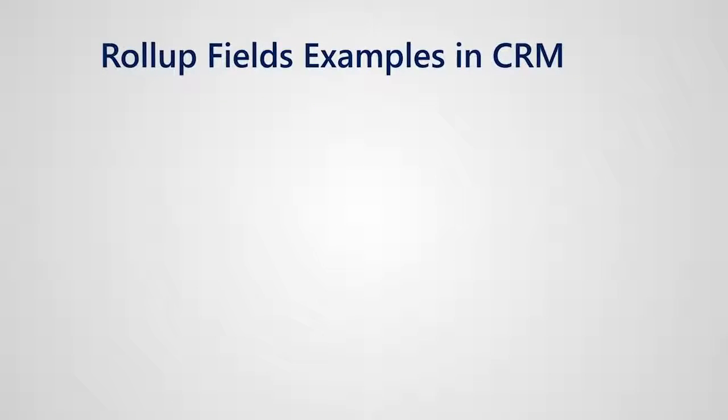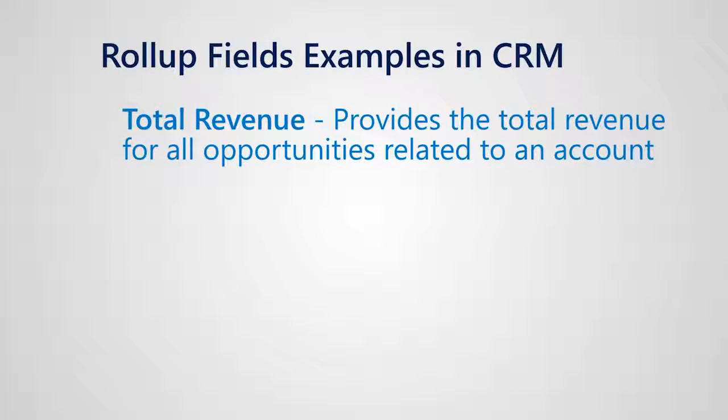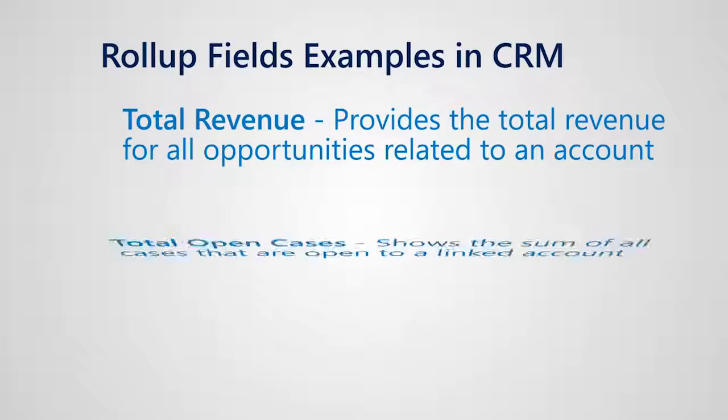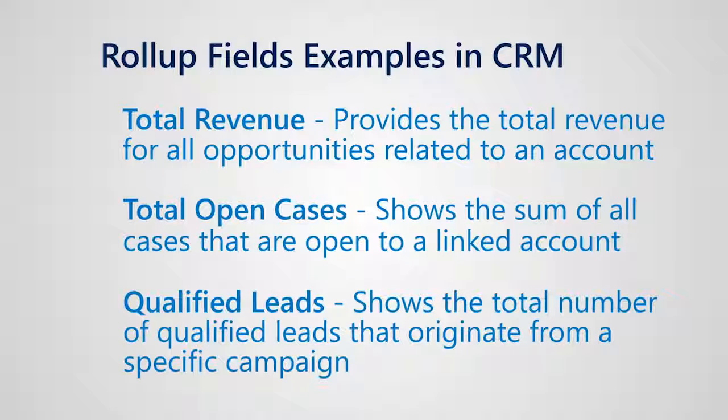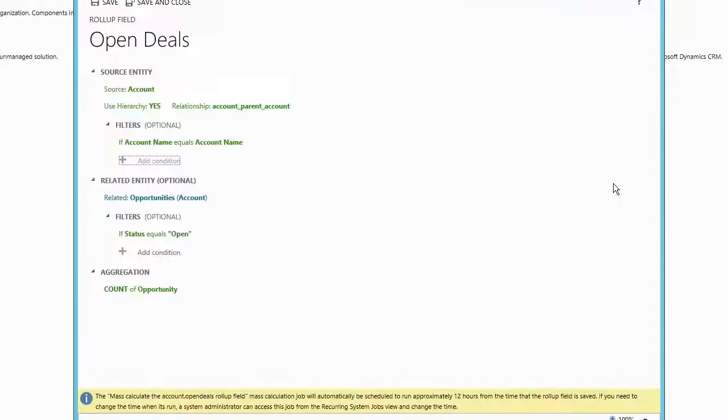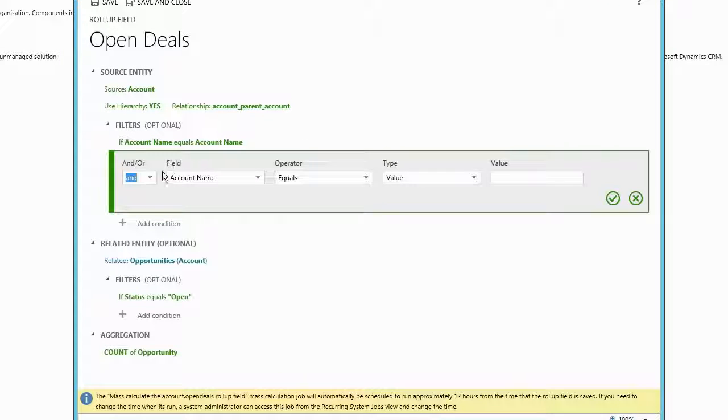Let's look at a few examples where rollup fields can be used in CRM. Total open revenue, where you want to provide the total revenue for all the opportunities related to an account. Total open cases, which shows the total number of cases that are open to a linked account. Qualified leads. From a campaign, you want to show the total number of qualified leads that originated from a specific campaign. Rollup fields provide countless possibilities for non-developer power users to build out key insights using a simple user interface.